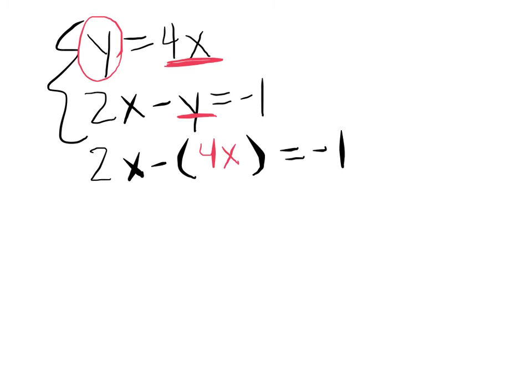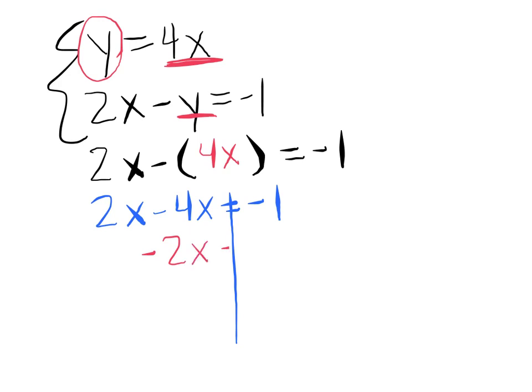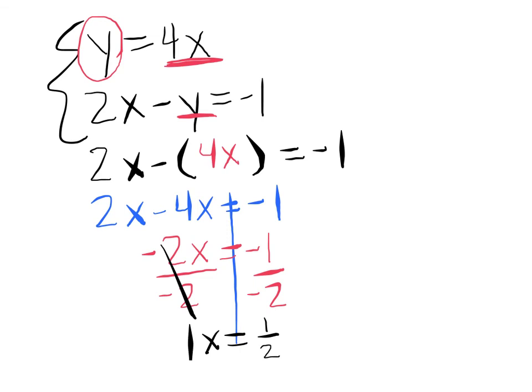Alright, now in this case, those parentheses are necessary. Got to bring that negative into everything inside the parentheses. So 2x minus 4x equals negative 1. Now that's all together on one side of the equation, the 2x and the negative 4x. So we can combine those two. 2x's minus 4x's is negative 2x's equals negative 1. Divide both sides by negative 2. And we get our final solution, which is x equals, negative over a negative is a positive, 1/2. Which is okay. We can have fractions for answers.